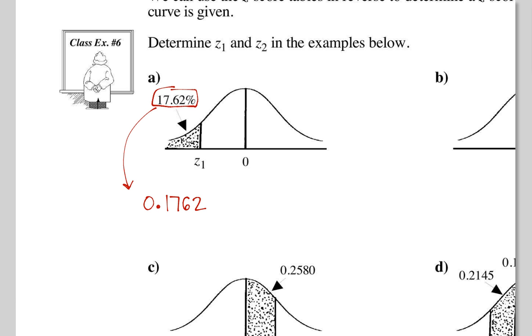Now what you have to do is go find this. Take a deep breath. Find the 0.1762 now in the chart. This is the toughest part, because now you're just scanning this chart looking for 0.1762. But I found it pretty quickly.